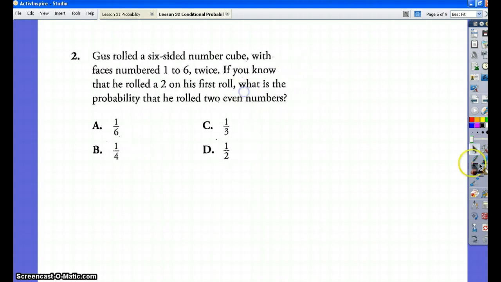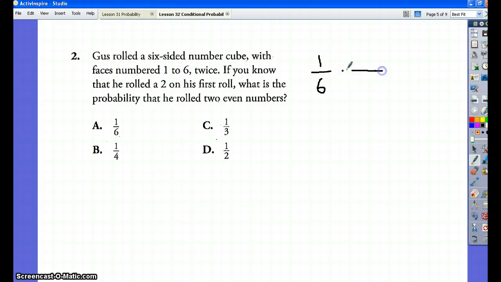If Gus rolled a number cube, a 6-sided die with faces numbered 1 to 6 twice. If you know that he rolled a 2 on his first roll, so the probability of that happening was 1 out of 6, right? Because there's 1, 2 out of 6. What is the probability that he will roll 2 even numbers?